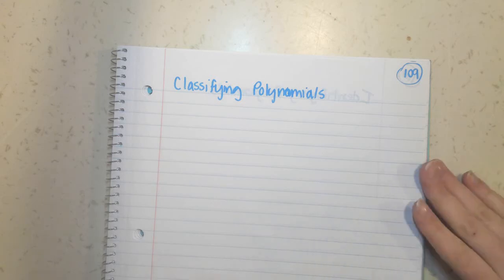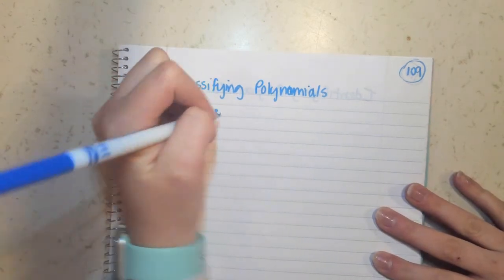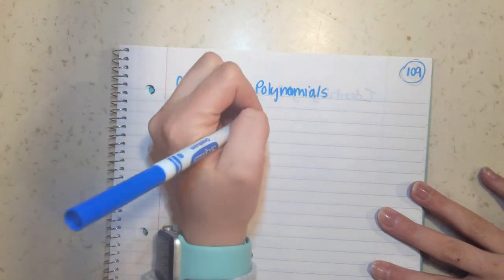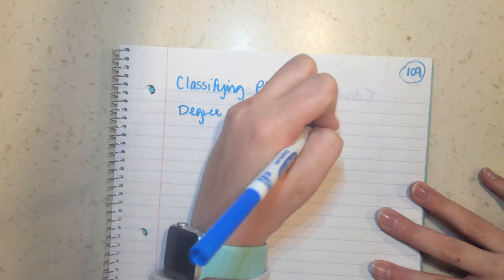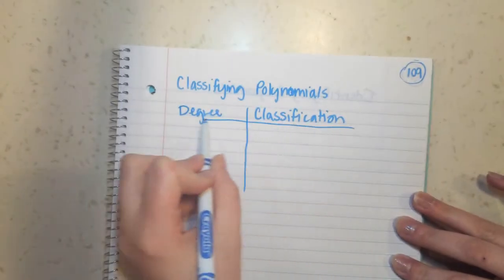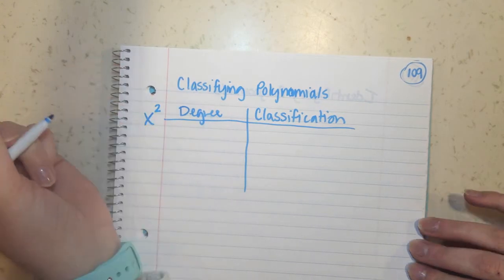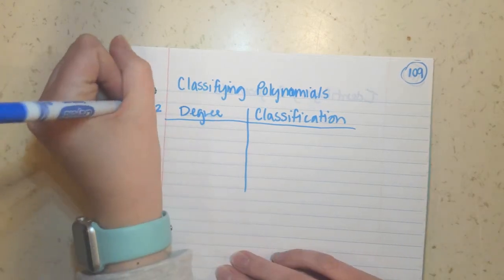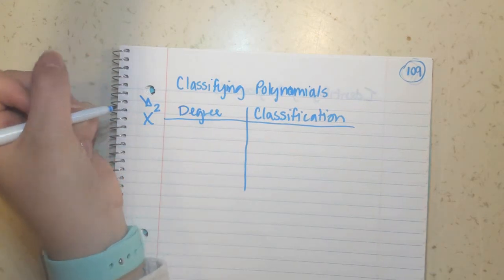All right. So when we are classifying our polynomials, there are two things that we're going to be looking at. The first thing we're going to be looking for is the degree and what classification there will be. Now remember, the degree of a polynomial is what is the exponent raised to of the variable.